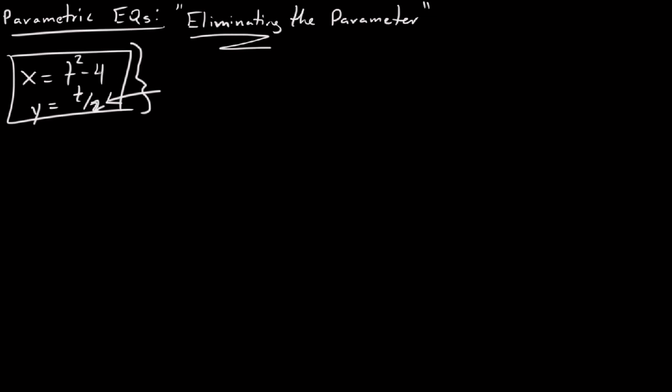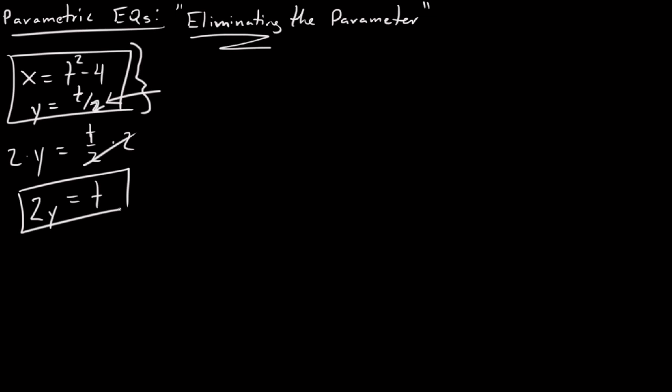And you know what? There's nothing wrong with solving for t in the first equation. It's just more convenient in this case to solve for t in the second equation, because all we have to do here is multiply by 2 on both sides. So these 2's cancel out, and here's what we're left with. We say, okay, so 2y must be equal to t.